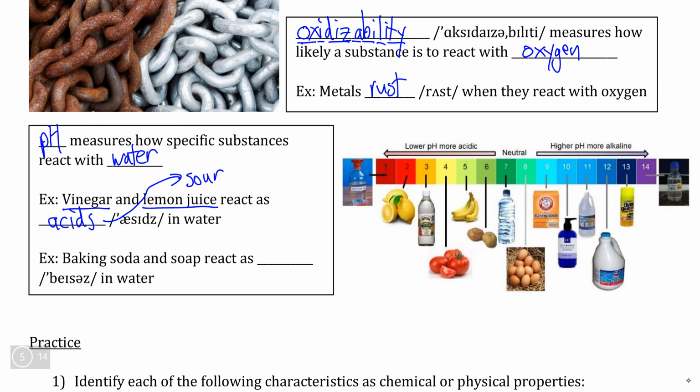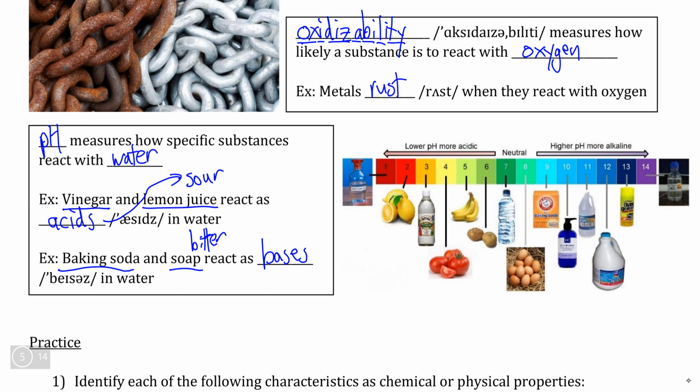If, however, you've ever gotten soap in your mouth or drank baking soda in water, you'll recognize that these taste very bitter because they react with water a different way, so we say that they are bases. So pH, measuring how well something reacts as an acid or a base in water, is another example of a chemical property.